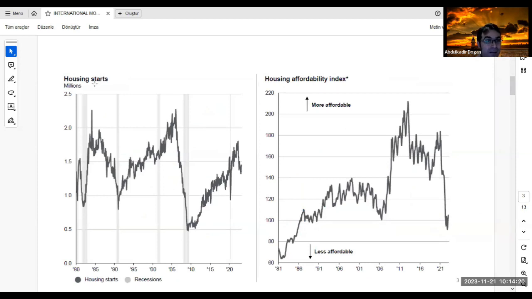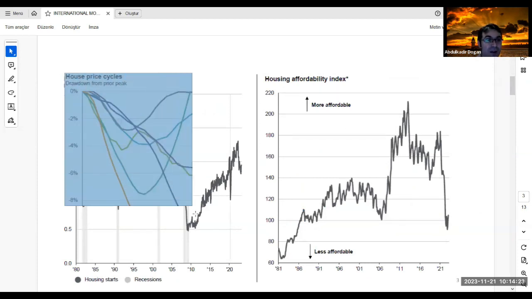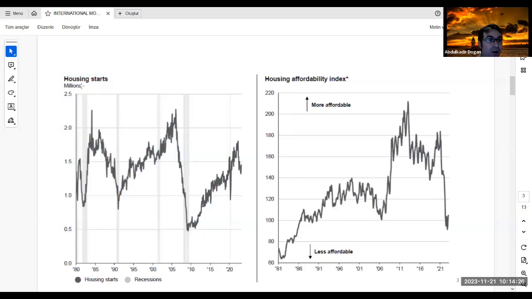And on the left-hand side, please look at housing starts. Okay. Housing starts in millions on the left-hand side. As you see, the gray dashed lines are the recession periods in history. For instance, we have here the Gulf crisis, the dot-com crisis, the global financial crisis in 2008, and in the thin line, the COVID crisis.